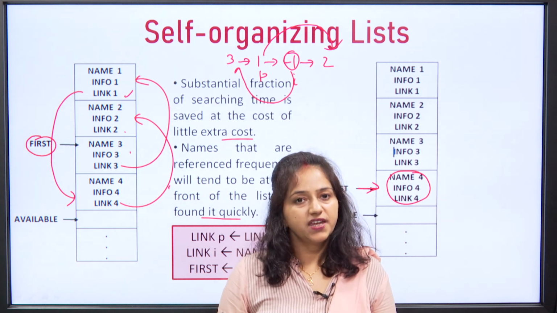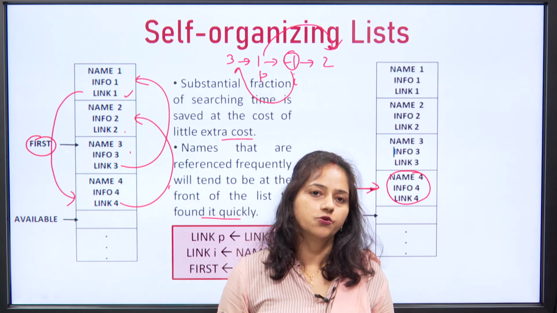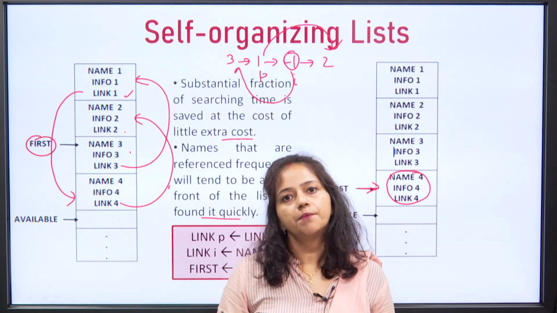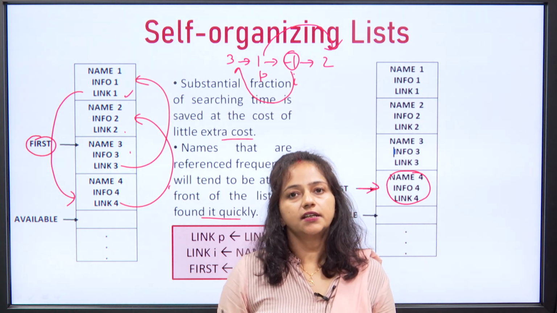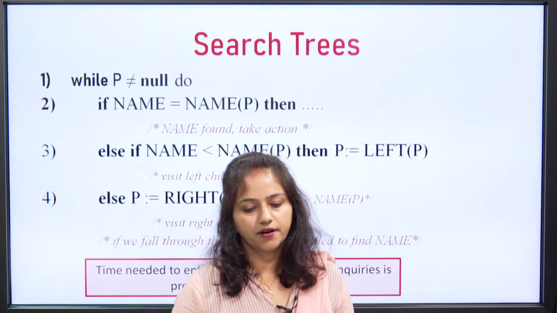Next time, suppose we have some set of elements that are frequently used in a big program, then that set of elements can be kept at the beginning of the list. So, the searching time for those particular items can be reduced. So, this is about the self-organizing list.